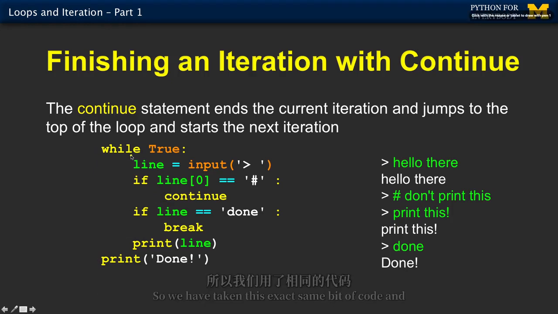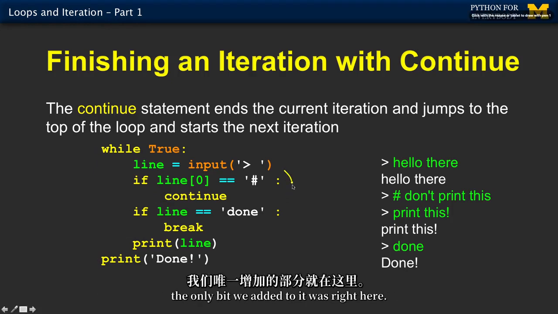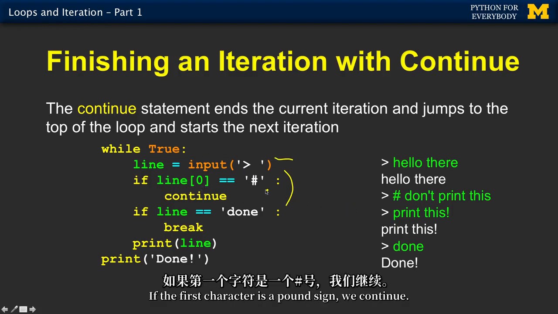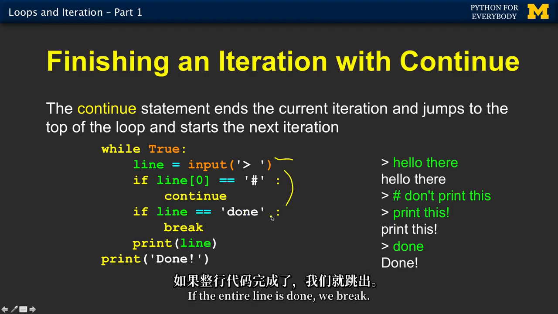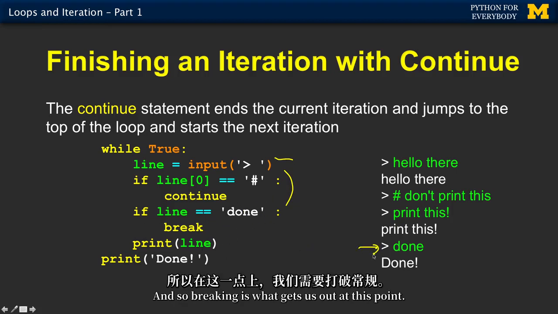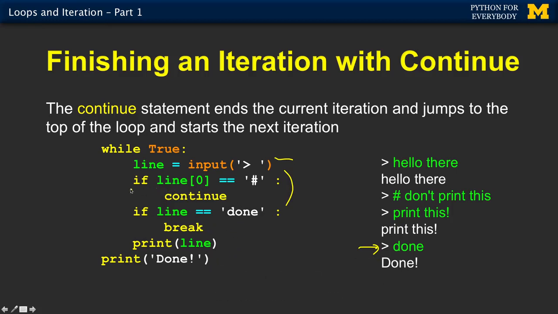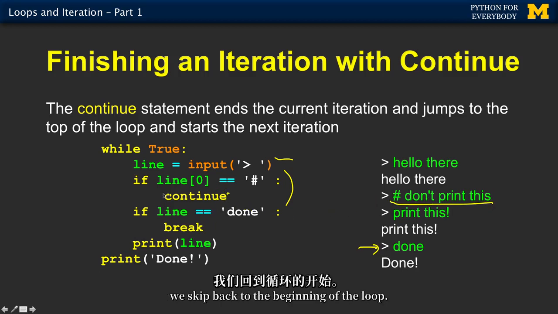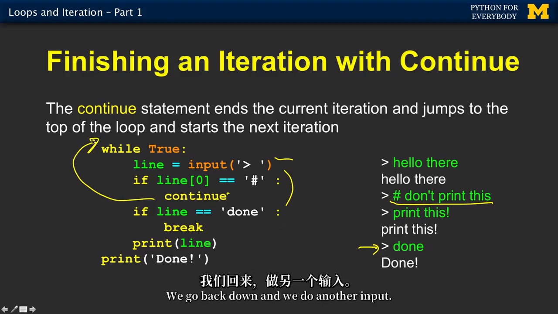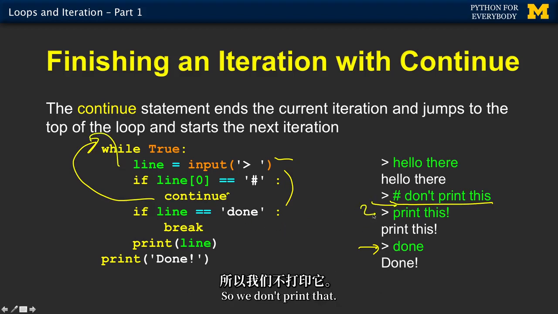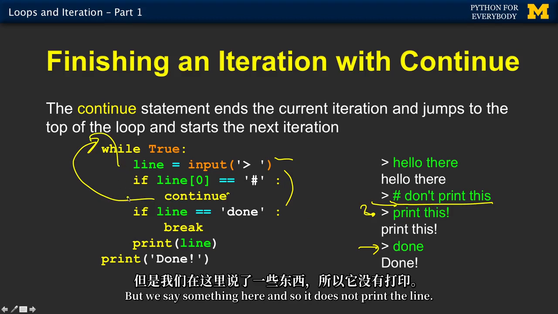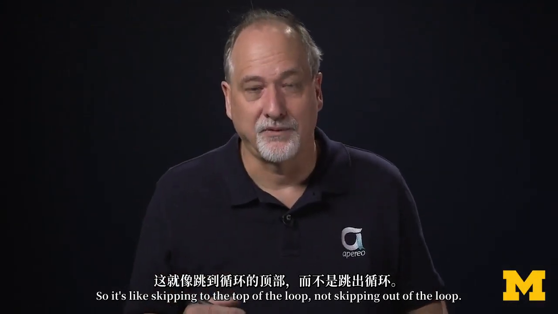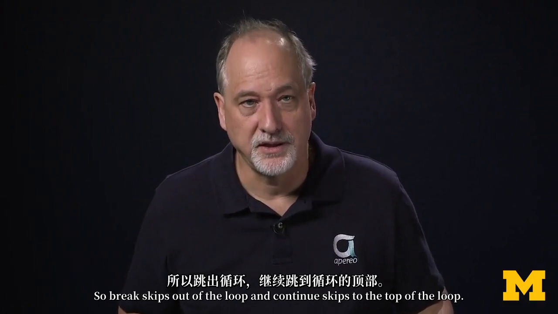So we have taken this exact same bit of code, and the only bit we added was right here. So we read a line. If the first character is a pound sign, we continue. If the entire line is done, we break. And so breaking is what gets us out at this point. Get out, we say done. And if we find a line like this one that has a pound sign as the first character, we skip back to the beginning of the loop. We go back down and we do another input. So we don't print that, but we say something here. And so it does not print the line, so it skips that. So it's like skipping to the top of the loop, not skipping out of the loop. So break skips out of the loop and continue skips to the top of the loop.